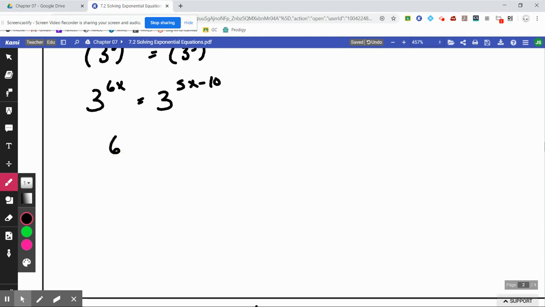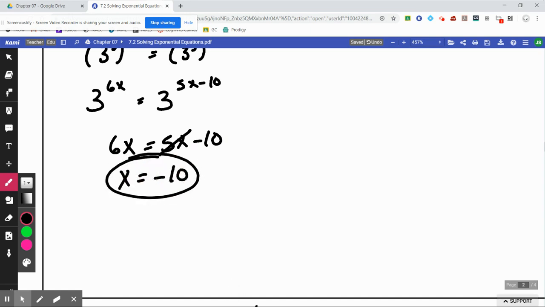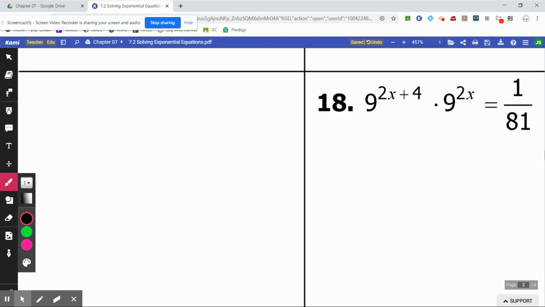Set the powers equal to each other. 6x equals 5x minus 10. When you move 5x, it gives you 1x is negative 10, and that's it. Number 17.